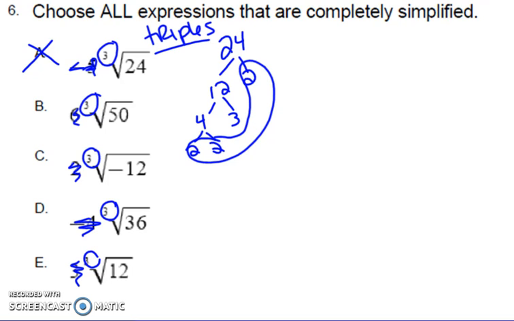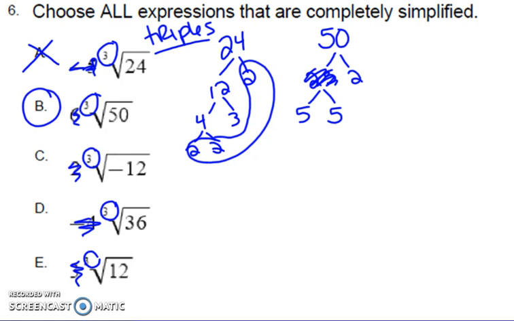If I look at B, if I take the cube root of 50, I have 25 and 2. 25 breaks to 5 and 5. I'm going to cross out 25. I have a pair, but because we're taking the cube root, we want triples. I have no triples. So B is simplified.